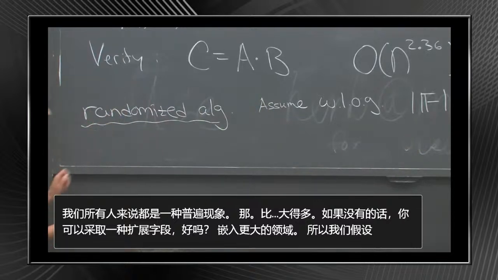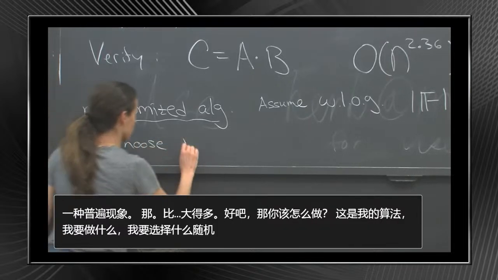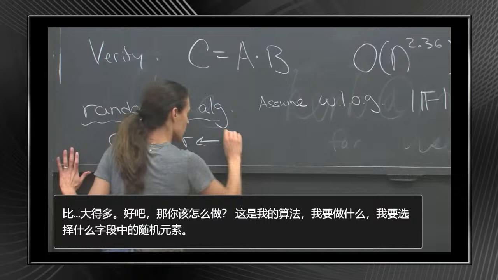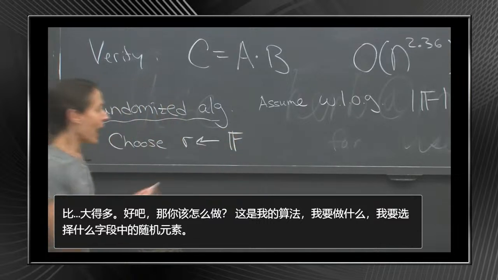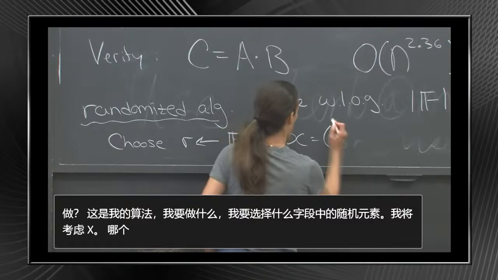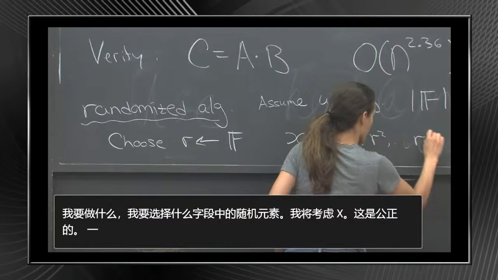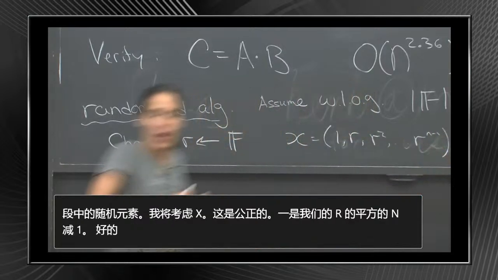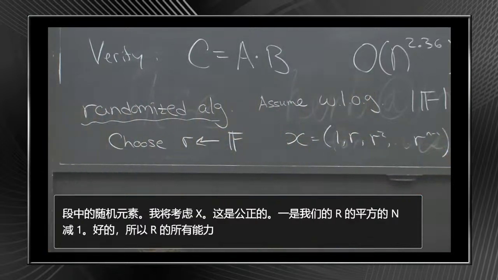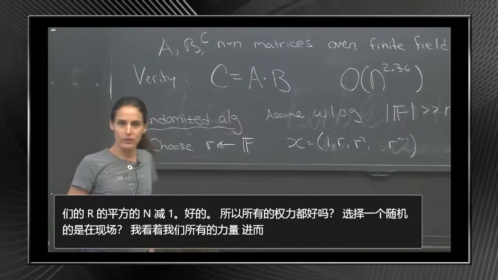Here's my algorithm. I'm going to choose a random element R in the field. I'm going to consider X, which is just 1, R, R squared, up to R to the n minus 1. So all the powers of R. I chose a random R in the field, I look at all the powers of R, and then what do I do?